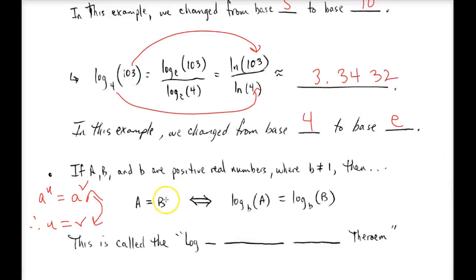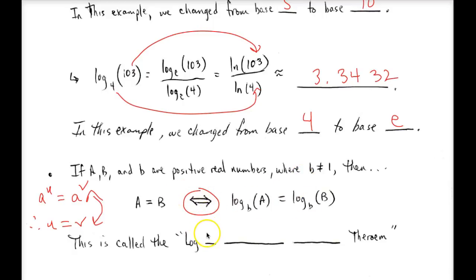So doing it like this, the double arrow here is representative of a biconditional statement, meaning that if A is equal to B is true, then log base b of A is equal to log base b of B. And going the other way, if log of A equals log of B is true, then A is equal to B.